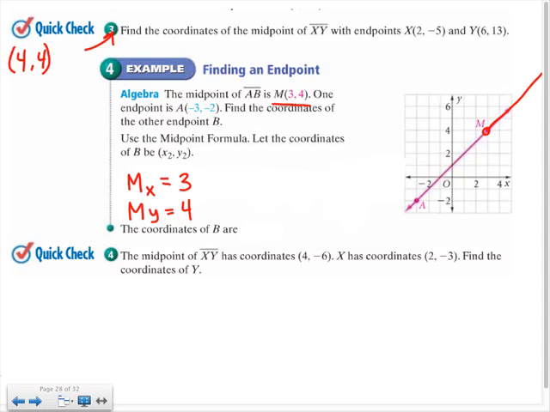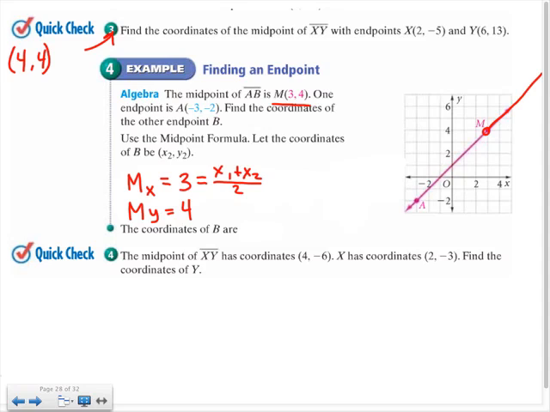I also know that the midpoint for the x-coordinates should be the average of those 2 x values. So I'm going to keep on writing this as one long equation: the midpoint for the x values equals 3, but I know that it also equals (x1 + x2)/2. And I just happen to know one of those values.